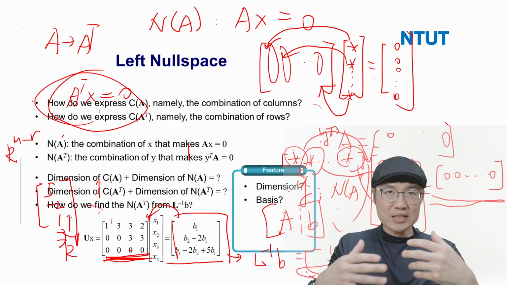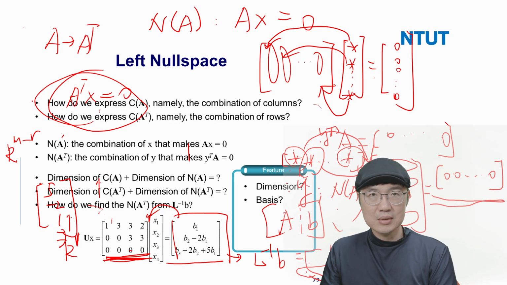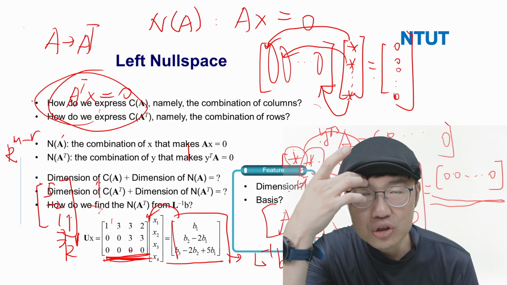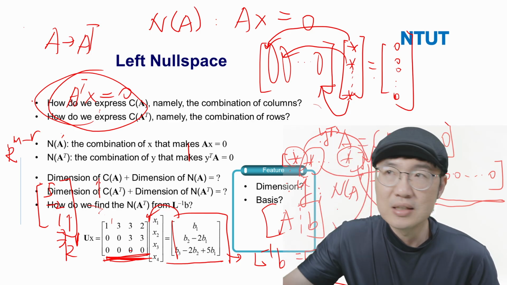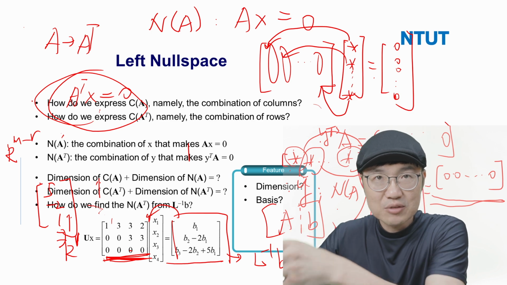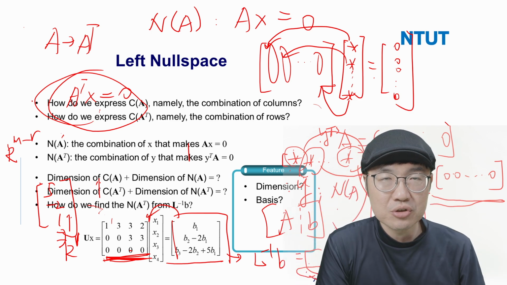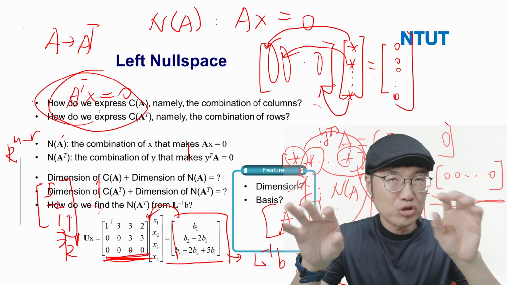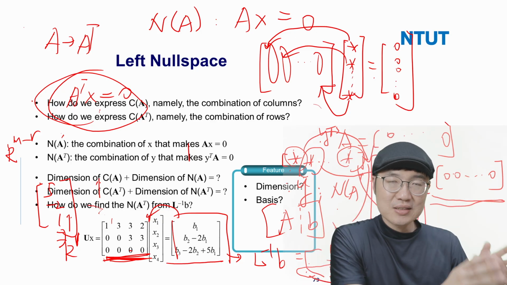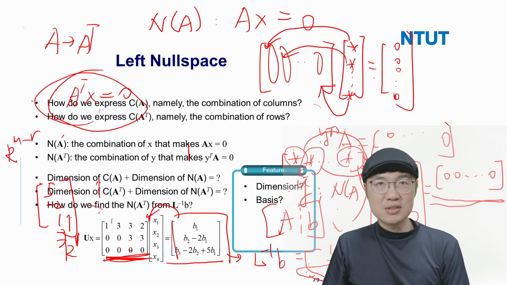But now I just extend this to something beyond. You can see the information of columns based on the vectors y that make y transpose A be 0. And you can see the information of row from the x that makes Ax equal 0.